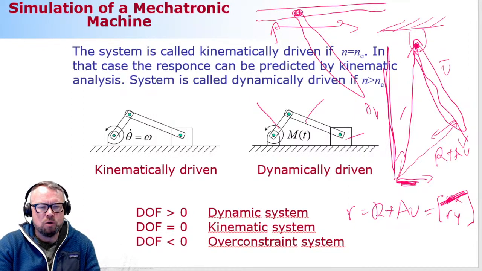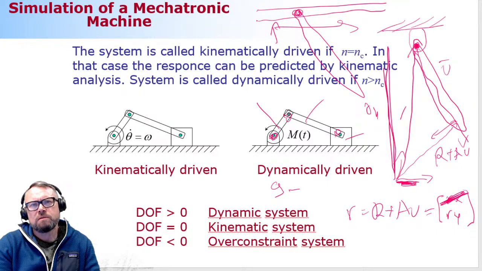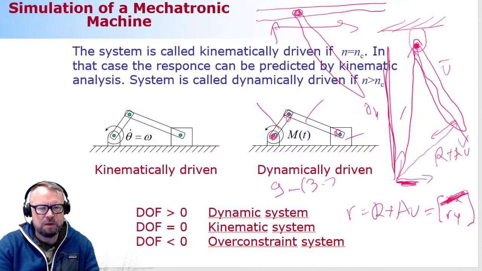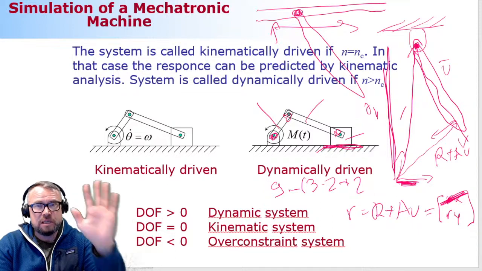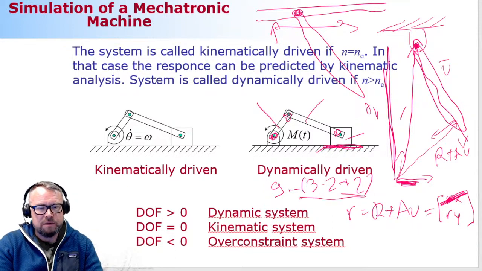So how many generalized coordinates do we need in that case? We need a total of 9 generalized coordinates. Then let's take a look at how many constraints we have. We have here revolute joint, revolute joint, revolute joint. Each one of the revolute joints needs 2 constraint equations, so it's going to be 3 multiplied by 2, which is 6. And then there is one more joint here, which is a translational joint that needs 2 additional constraint equations, which is just given to you. This is going to give you 8.